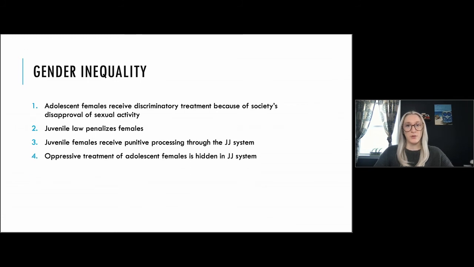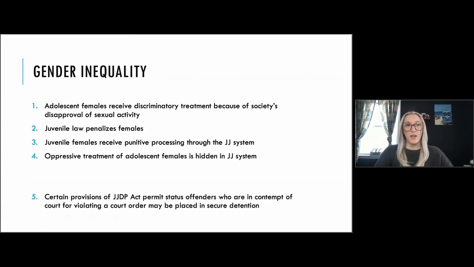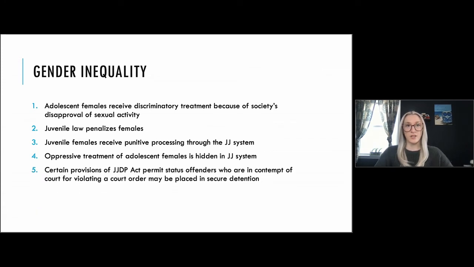Many girls also appear in court for criminal-type offenses that were previously classified as status offenses, as we briefly mentioned in the previous slide. And then certain provisions of the Juvenile Justice and Delinquency Prevention Act actually permit status offenders who are in contempt of a court order, or who violate a court order, to be placed in secure detention. So an example here, you have a female who runs away, who was ordered to stay home by the court order. That juvenile now leaves the home. They're now in contempt of court and can be detained in secure detention.